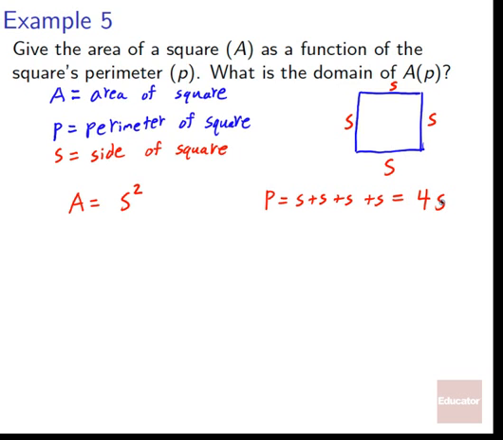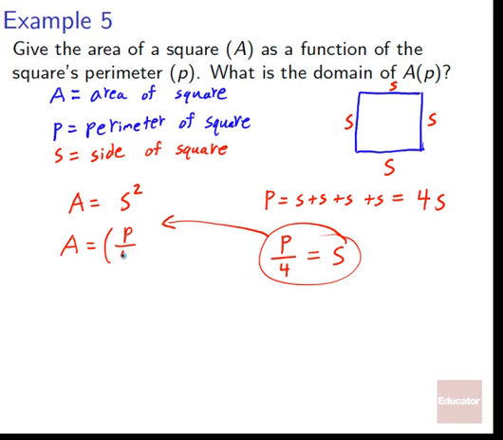So now we've got a way of being able to have area talk to perimeter. Area equals side squared, perimeter equals 4 times side, so perimeter over 4 equals side. Now we can take this and plug it in here. So area equals, since we're substituting, we do it with parentheses, squared. Area equals perimeter squared over 16. We have to square the top and the bottom.